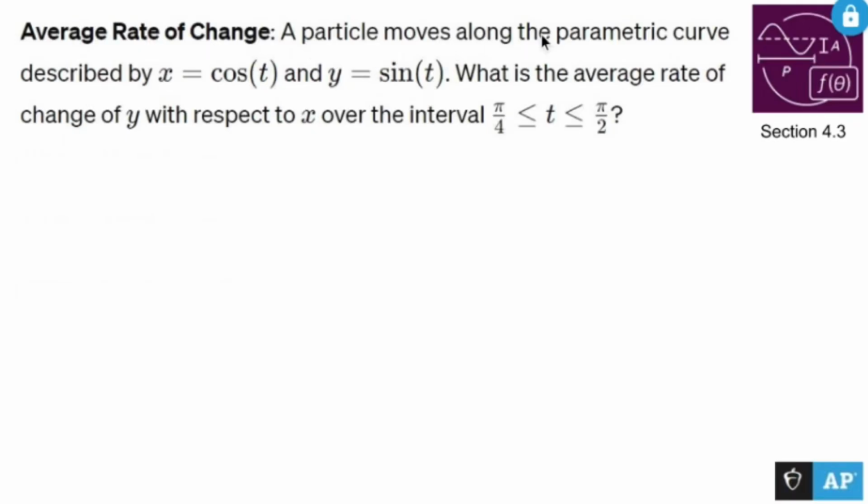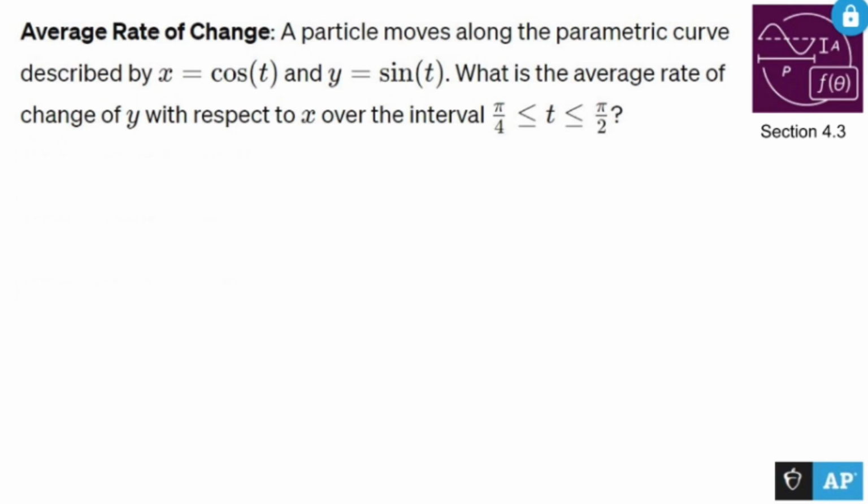A particle moves along the parametric curve described by x equals cos t and y equals sine t. What is the average rate of change of y with respect to x over the interval pi over 4 is less than or equal to t is less than or equal to pi over 2?